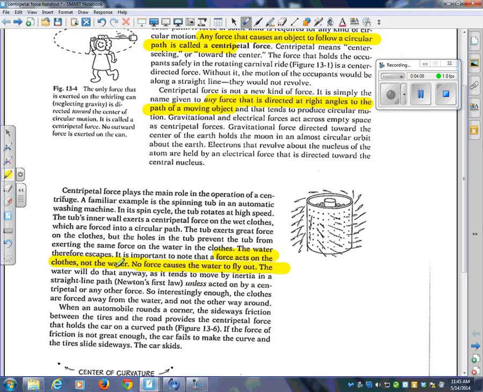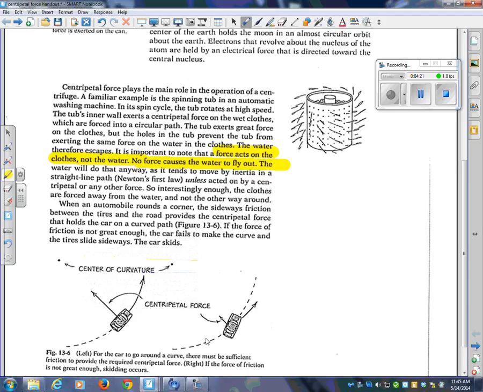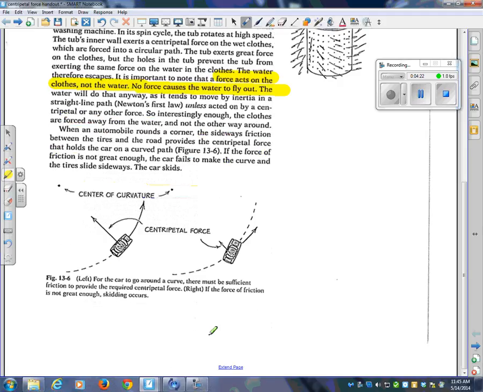When an automobile rounds a corner, the sideways friction between the tires and the road provides a centripetal force that holds the car in a curved path. If the force of friction is not great enough, the car fails to make the curve and the tires slide sideways and the car skids. So as I pointed out yesterday, it's actually friction that forces you around the corner as you make that left turn. No friction, you can't make the corner, right? And then I fall in a snowbank.